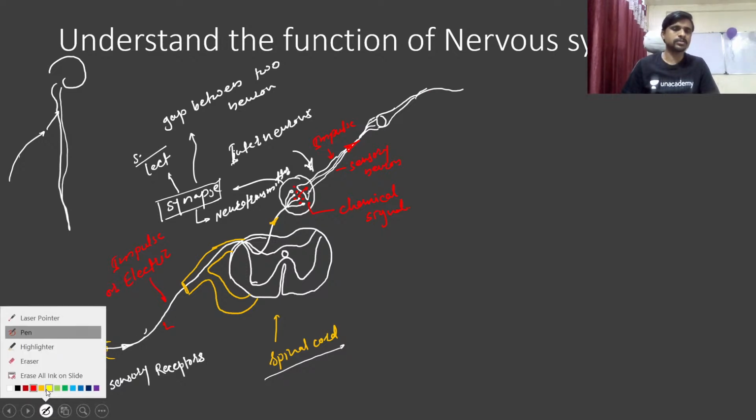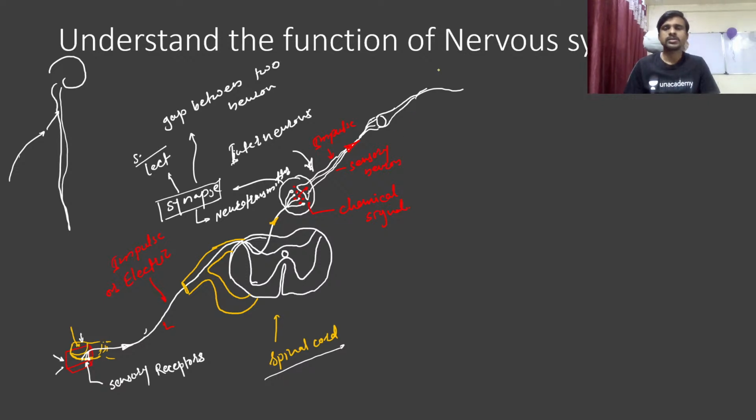Okay, so let's draw the brain here. So this is your brain, guys. It always looks like this. In the brain, here is one part, which I am going to call the thalamus.